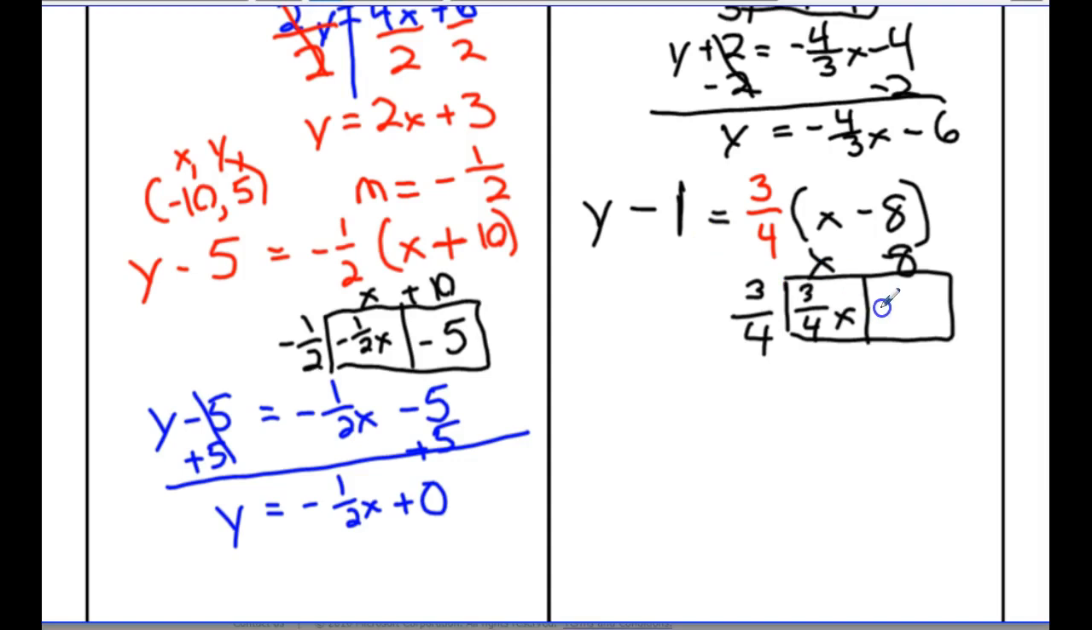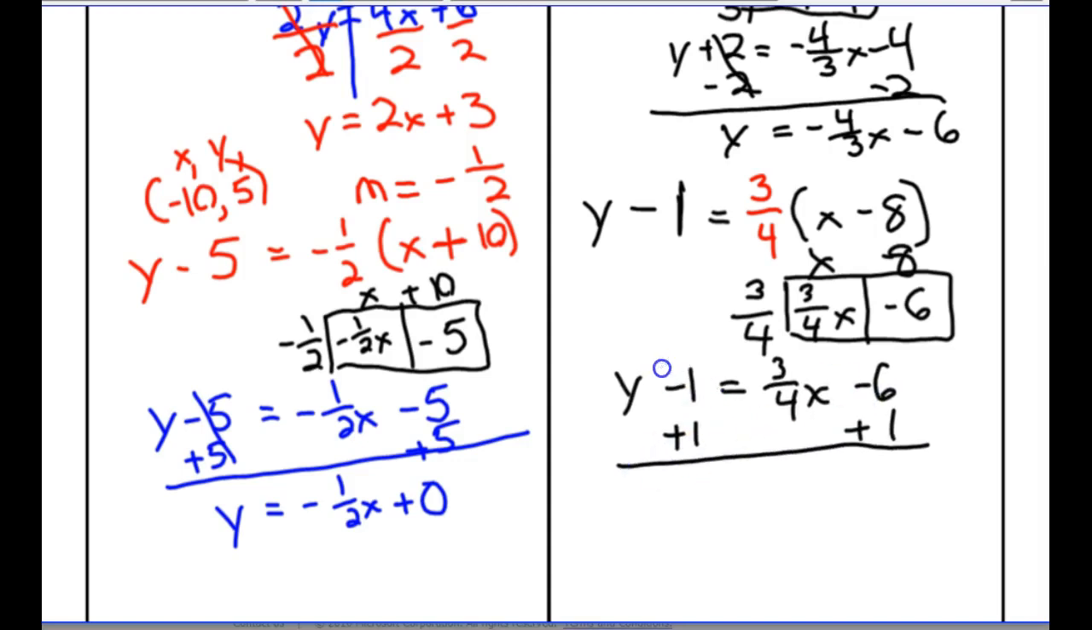Negative 6. So we get y minus 1 equals 3/4 x minus 6. Now we're going to add 1 to get y by itself. So what we get then is y equals 3/4 x. Negative 6 plus 1 is negative 5.